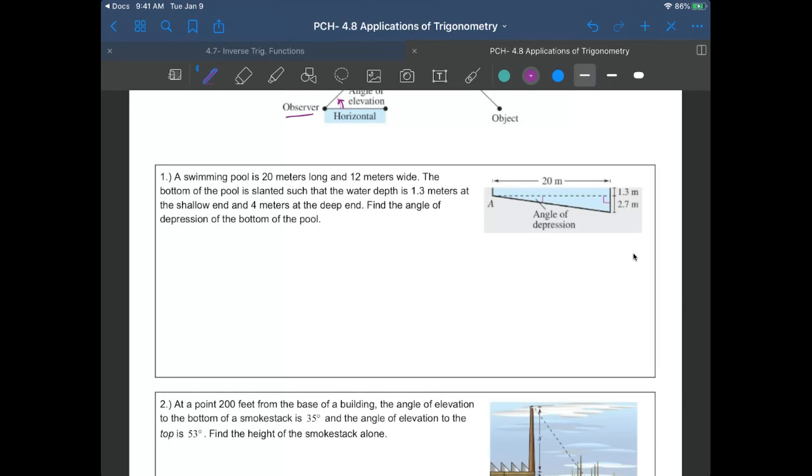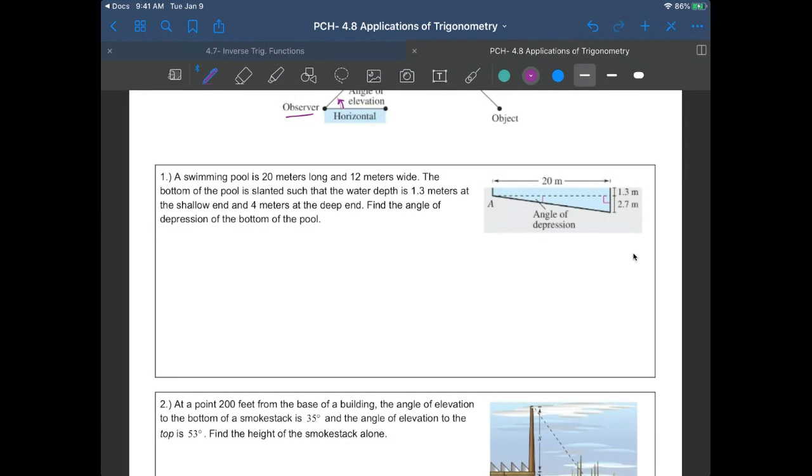So our first example: a swimming pool is 20 meters long and 12 meters wide. The bottom of the pool is slanted such that the water depth is 1.3 meters at the shallow end and 4 meters at the deep end. Find the angle of depression of the bottom of the pool. And I give you a diagram. You should draw the diagram if it's not there.